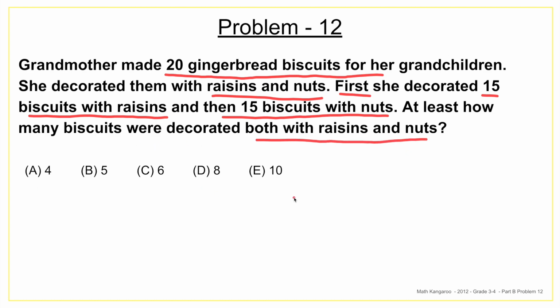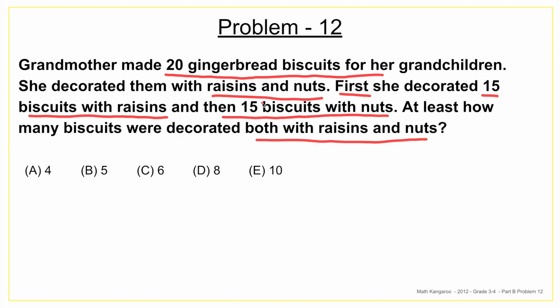These are our options. Grandma baked 20 biscuits in total. She decorated 15 biscuits with raisins. She also decorated 15 biscuits with nuts. Wait a second. There were only 20 gingerbread biscuits. That means some biscuits must have both raisins and nuts.